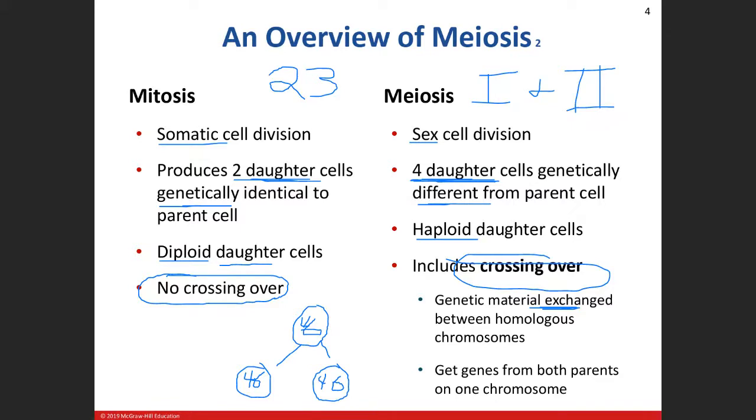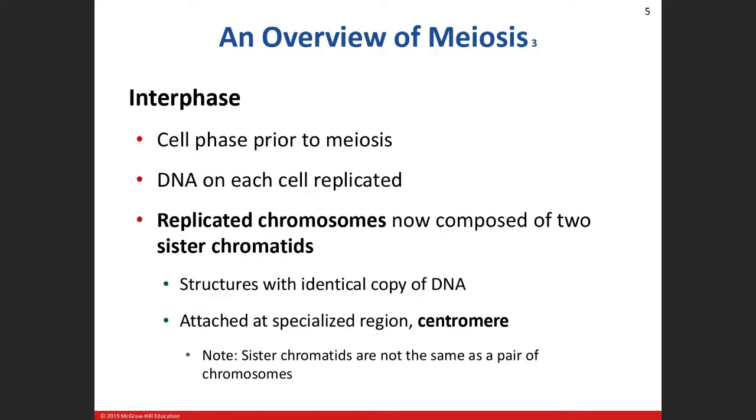Okay, so that's why when we have this crossing over, both parents are going to contribute genes on one chromosome. It's kind of cool. That's how we get that diversity.